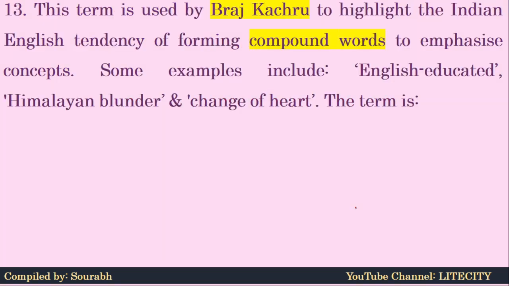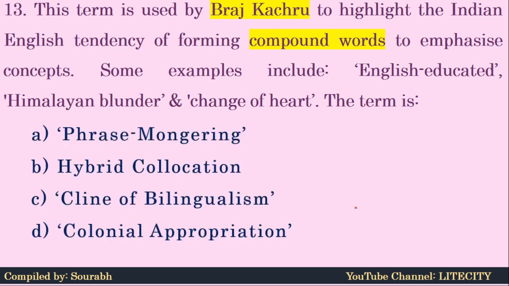into existence. This term is used by Braj Kachru to highlight the Indian English tendency of forming compound words to emphasize concepts. Some examples include English educated, Himalayan blunder, change of heart. The term is phrasemongering, hybrid collocation, decline of bilingualism, or colonial appropriations.